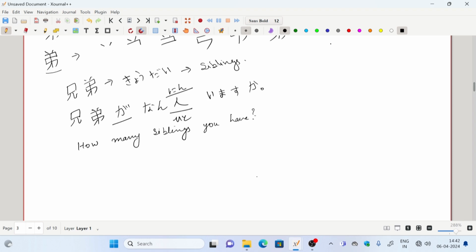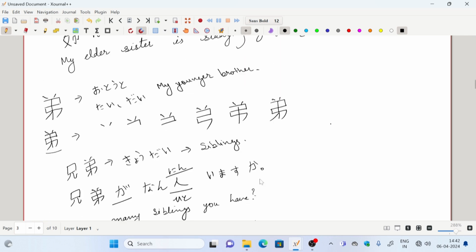Next kanji is imoto, which is the kanji for younger sister. Imoto. Imoto is my younger sister. And another reading is mai. My younger sister.